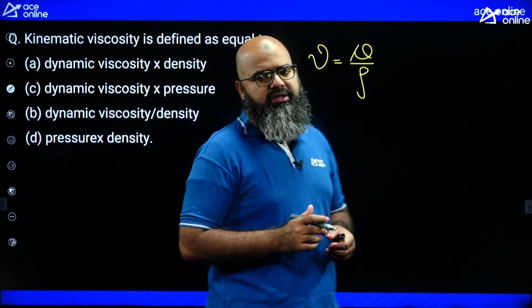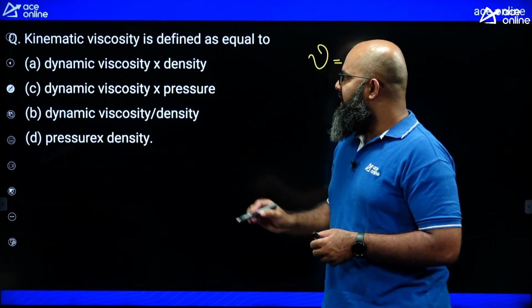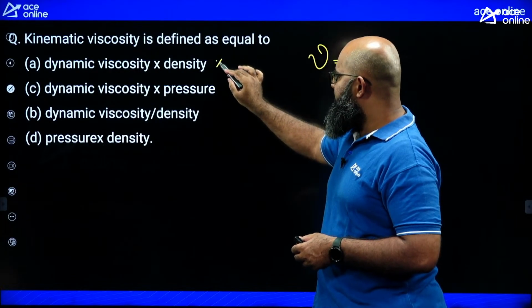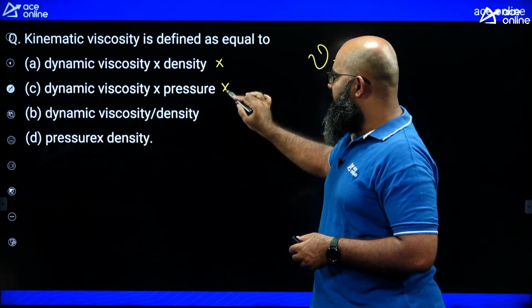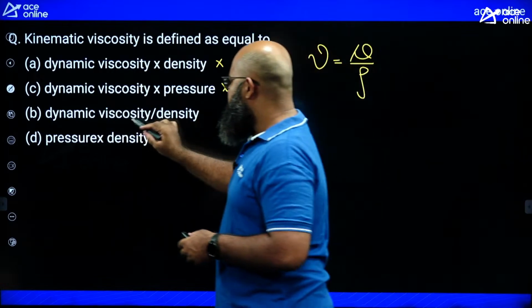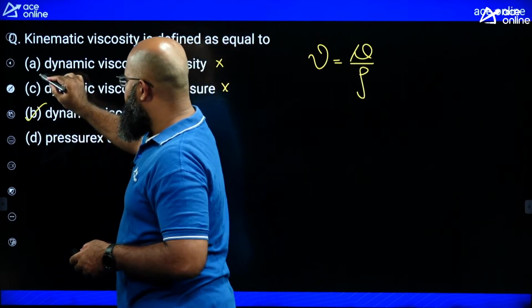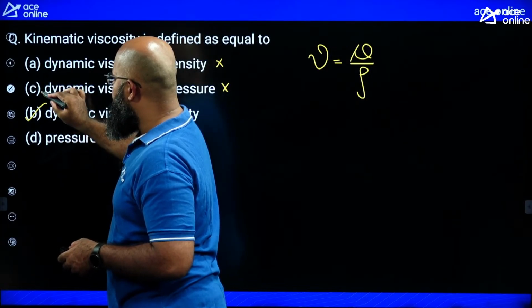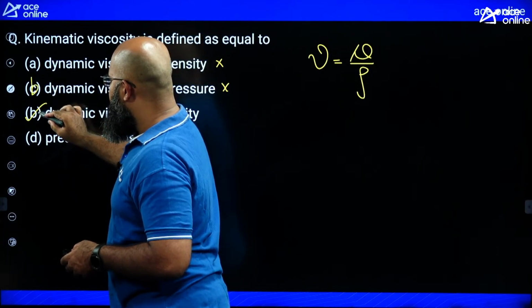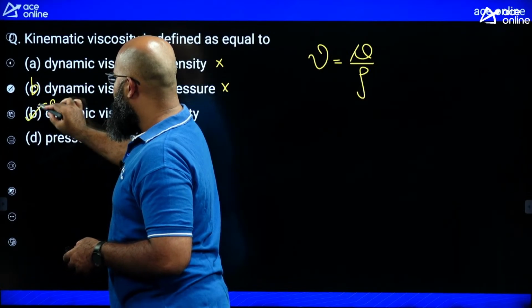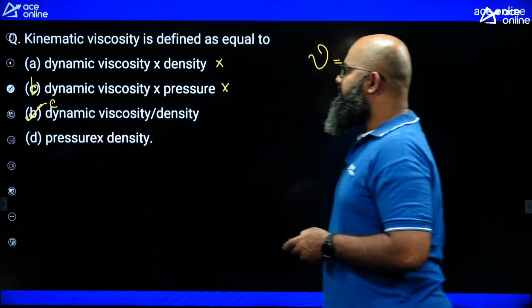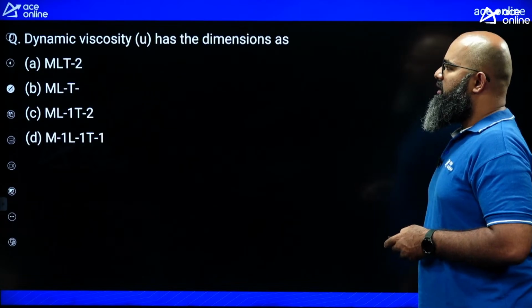You can look at the options now. The options over here are dynamic viscosity times density. This is wrong. Dynamic viscosity times pressure is also wrong. Dynamic viscosity by density is correct. So, option, one second, they have misplaced the points over here. Let us say this is B and this over here is C. So, correct answer over here is option C. Option C is correct. Moving further.